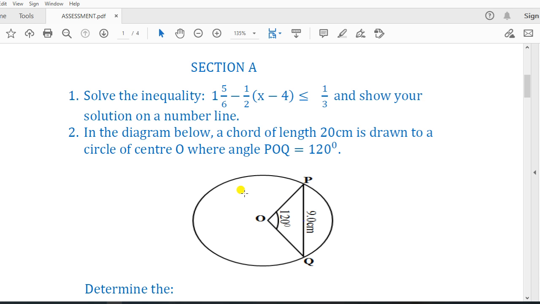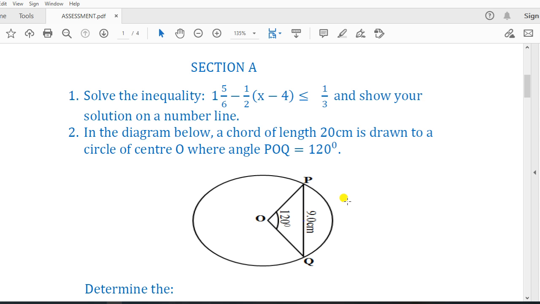Now, when you look at question two, it says in the diagram below, a chord of length 20 centimeters is drawn to a circle of center O, where angle POQ equals 120 degrees. But when you get back to the diagram, they indicated 9.5 centimeters instead of the 20 centimeters. Because remember, PQ is our chord in this case. So that was a typing error that we need to adjust. So please adjust your question from 9.0 centimeters to 20 centimeters.